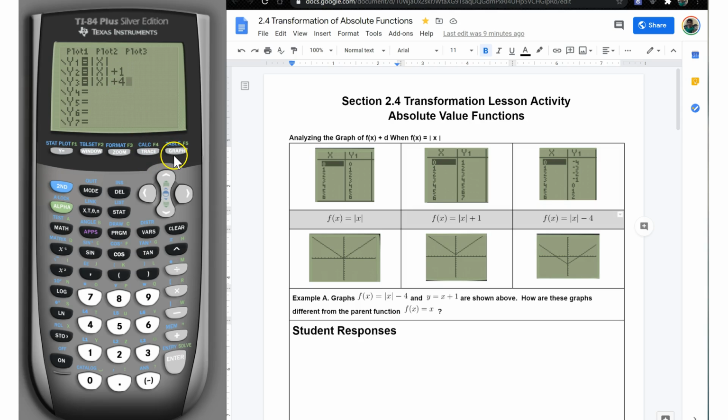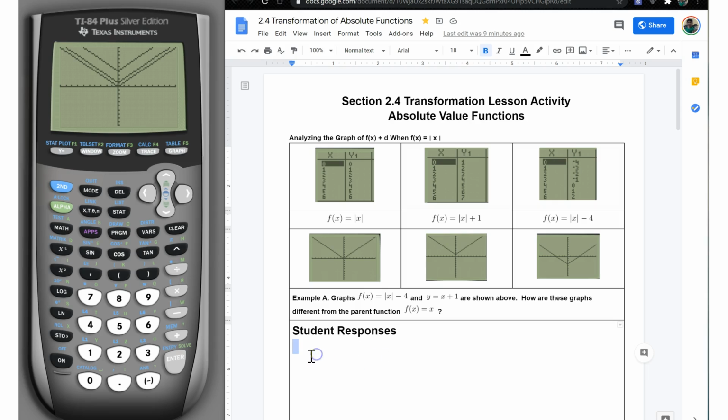And then what you want to do is compare these two bottom equations to your absolute value equation, your parent function. And then you're going to write down what you see. So that's the parent function, and that's the new function, and that's the other new function. So at this point, go ahead and pause the video and write your student responses. We will come back right now with the responses that I have down, okay?